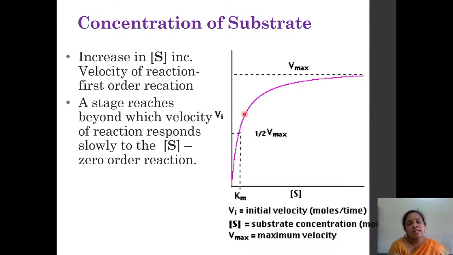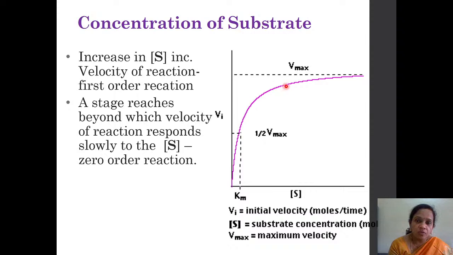So as the S increases, the velocity of the reaction increases. Now, when it has come to one stage, what will happen? Some of the enzyme is present in the form of enzyme substrate complex. So, though you are adding the substrate, the reaction will not increase because some of the enzyme is stored or locked as enzyme substrate complex.